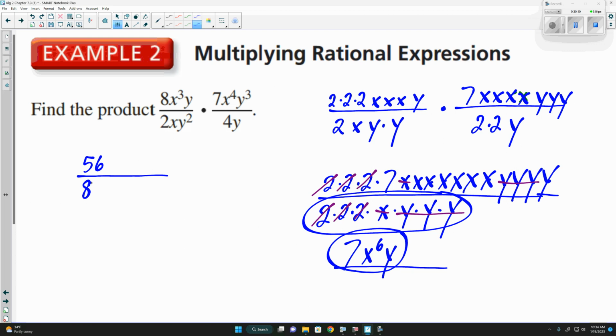We'll simplify it eventually. On top, x to the third times x to the fourth. When we multiply like bases, we add the exponents. So we have x to the seventh. y times y to the third would be y to the fourth. We're used to doing this, yes? In the denominator, we only have x in one of them, so we only have one x. y squared times y is y to the third, yes? Questions on anything we've done so far?